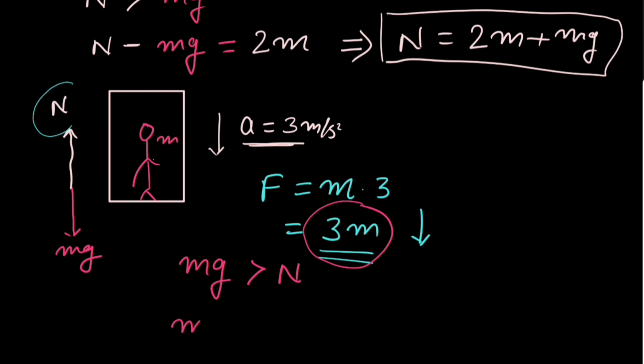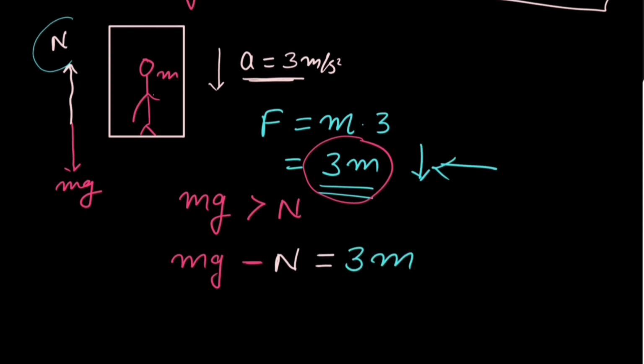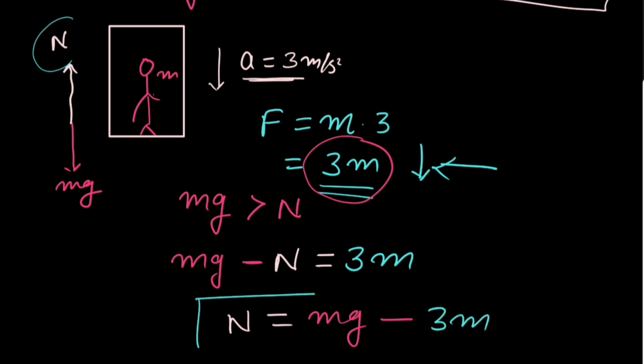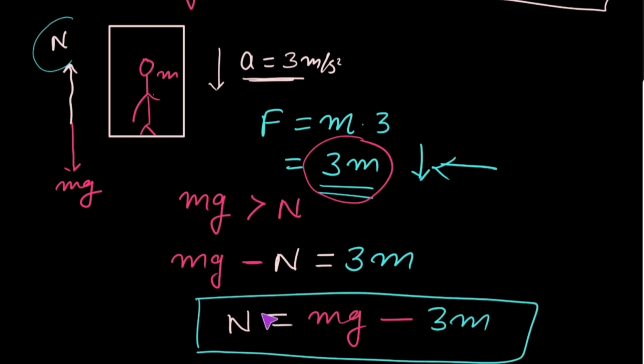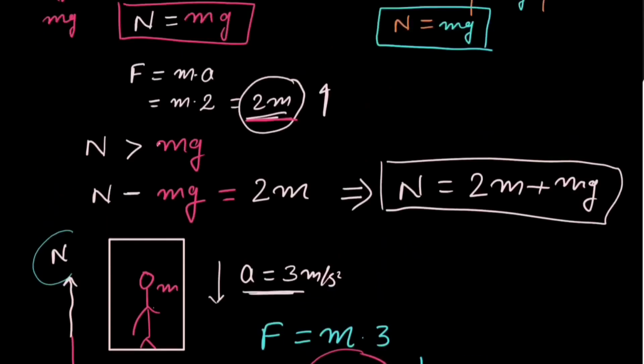So from here, mg, that is the downward force, minus the upward force, that is N, has to be equal to the force required, that is 3m. From here, the value of normal N would be mg minus 3m. This is how we can find out the value of normal for different scenarios. Now coming back to the question.